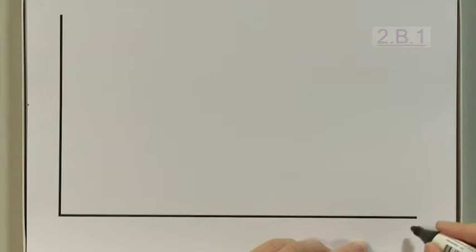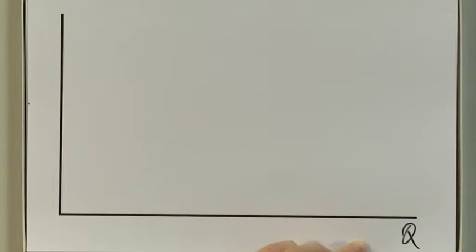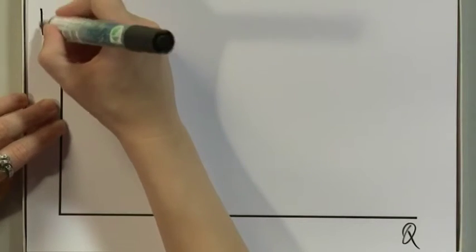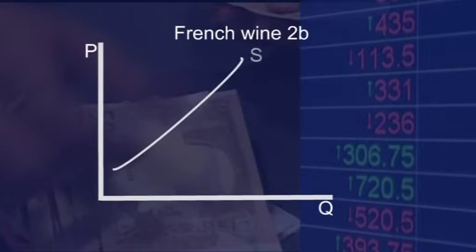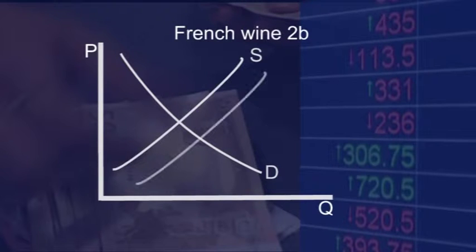We are sketching the supply and demand curves for French wine, again having the quantity on the horizontal axis and the price on the vertical one. And this is our supply curve, and that's the demand curve for French wine. And we have to see what happens if there is a government subsidy for producers.